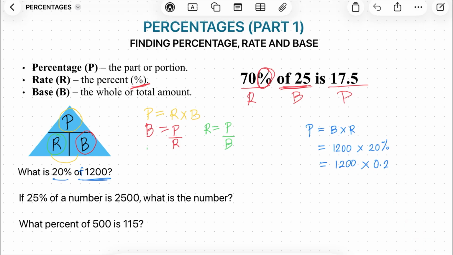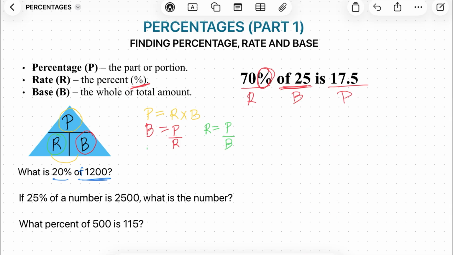Okay? So multiplying, 1,200 times 2 will give us 2,400. And since there is one decimal place here, I'm going to put one decimal place in the answer as well. Therefore, the percentage is 240. So what is 20% of 1,200? It's 240.